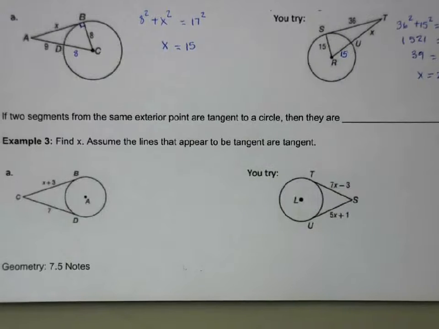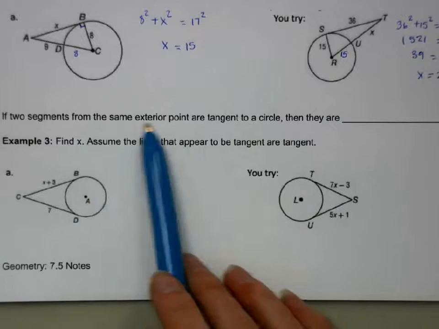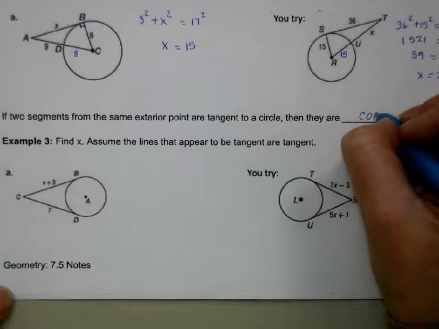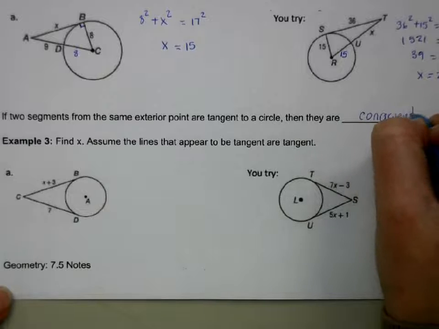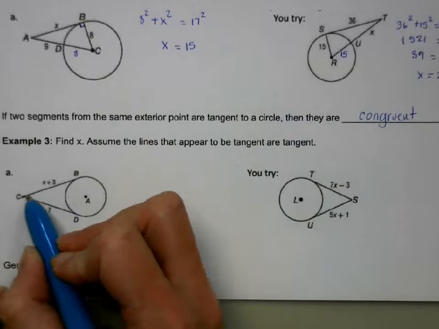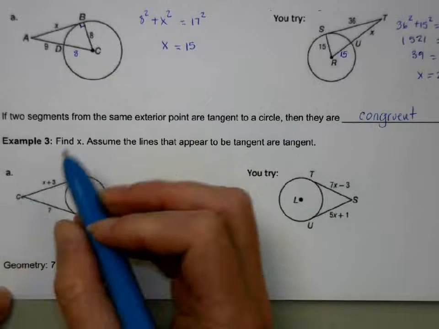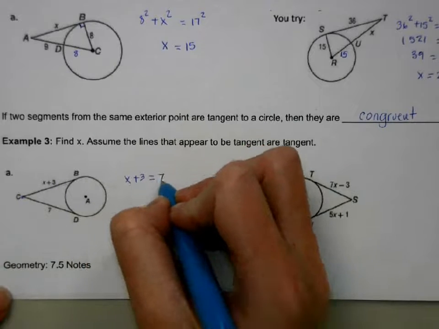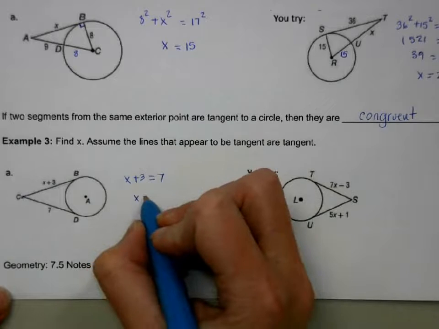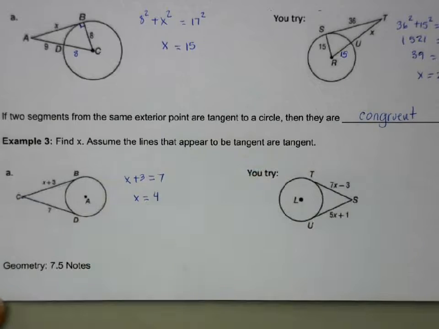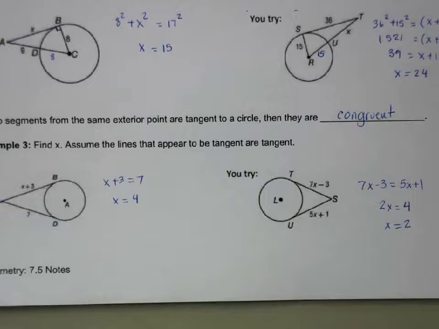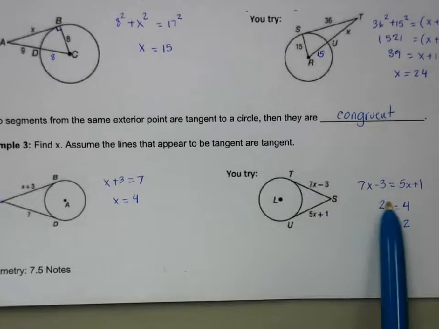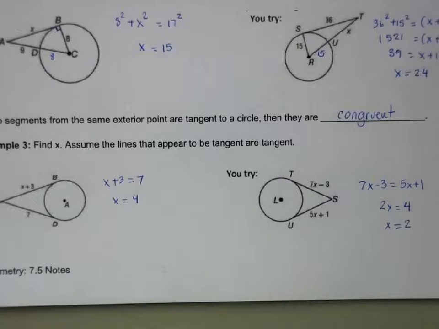Okay, our next concept: if two segments from the same exterior point are tangent to the circle, then they are congruent. Okay, so we have an exterior point and this tangent, exterior point and this tangent. So that means x plus 3 equals 7. So x is equal to 4. So you can go ahead and try the next one. So again, if they're coming from the same point, these two are equal, set them equal, solve for x to get 2.